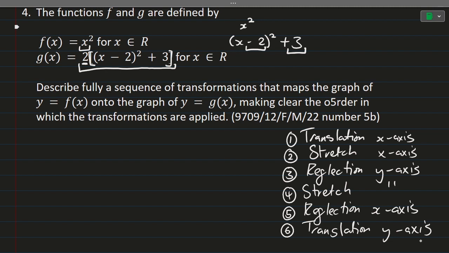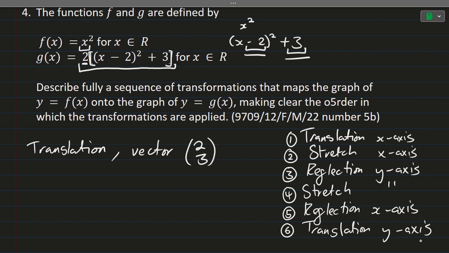So we'll start by writing the translation. In this case, since we have two translations, a translation in the x and a translation in the y, we can combine them and say it's a translation by the translation vector (2, 3). And then our second transformation is this 2 that's outside the bracket, that is a stretch in the y-axis by a scale factor of 2. And those are the two transformations.